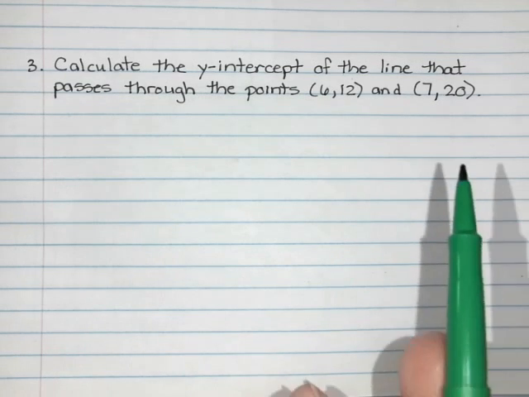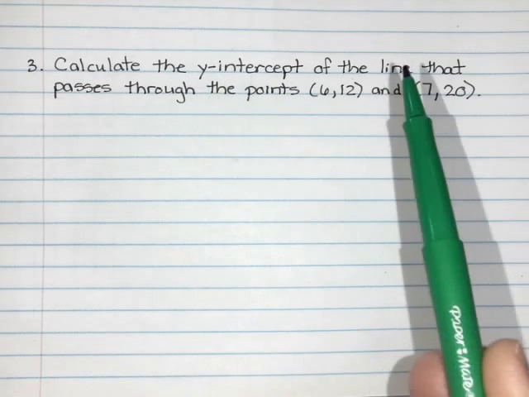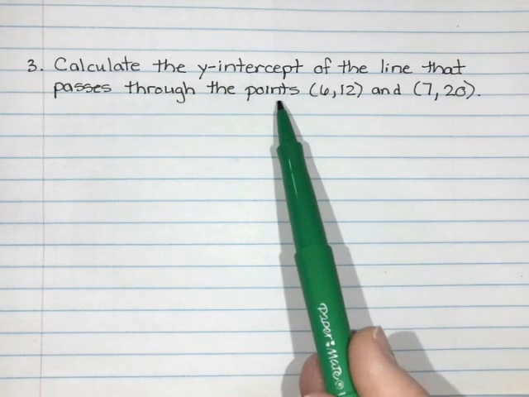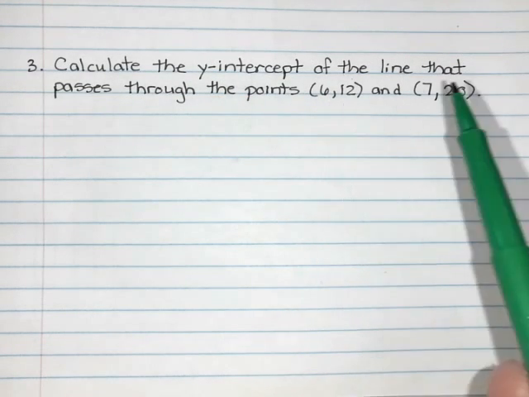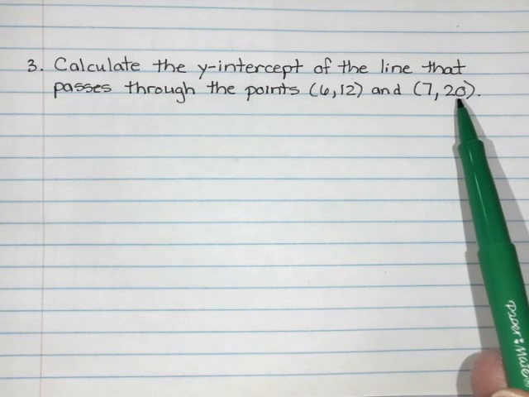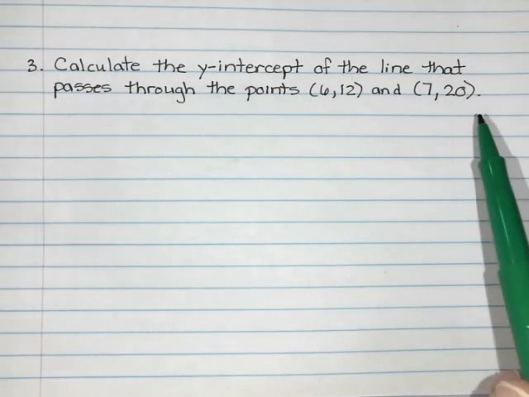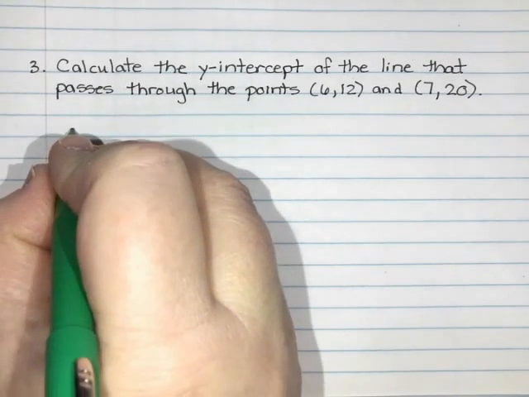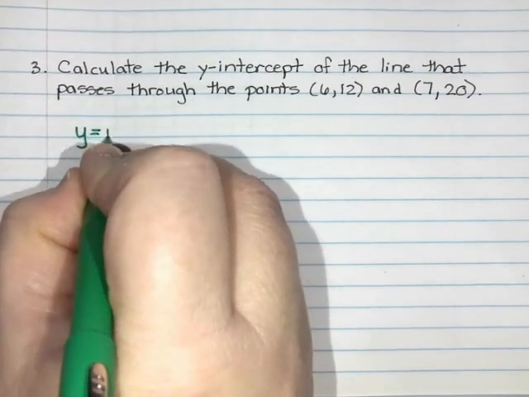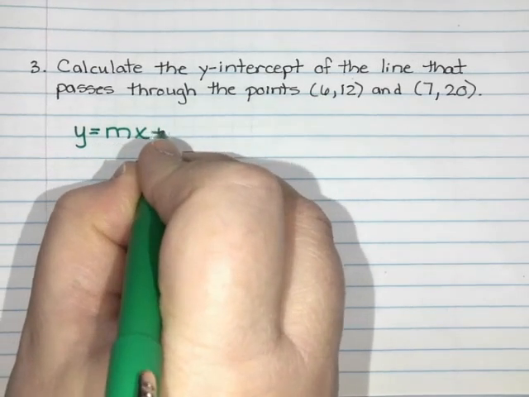Our last question says, calculate the y-intercept of the line that passes through the points (6, 12) and (7, 20). So when I'm calculating the y-intercept, I want to use the formula y = mx + b.